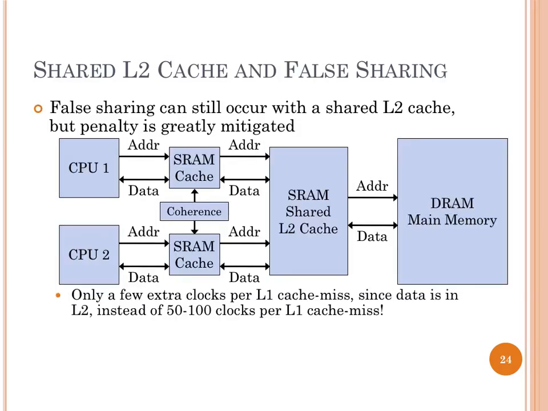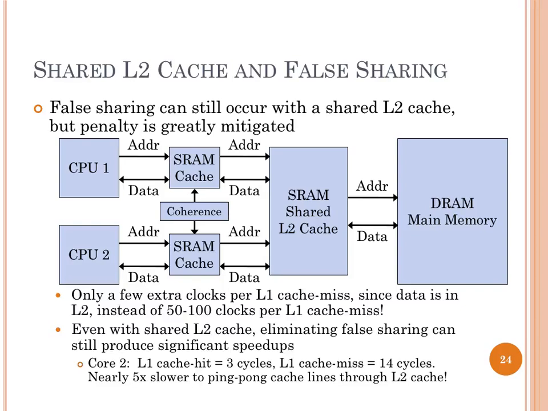Okay, so yeah, greatly mitigated. I was talking about this. So with shared L2 cache, false sharing can still greatly hurt your performance, but at least it's not going to be as horrendous as if there was no shared L2 cache. Okay, so that's that.